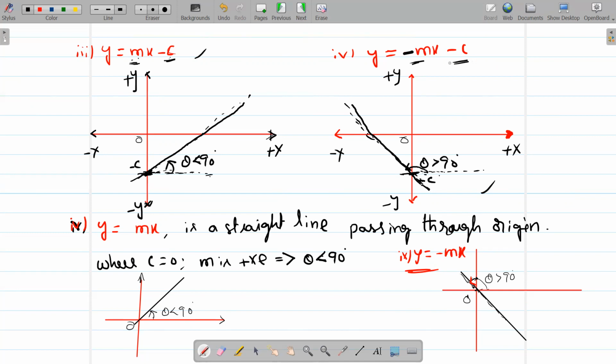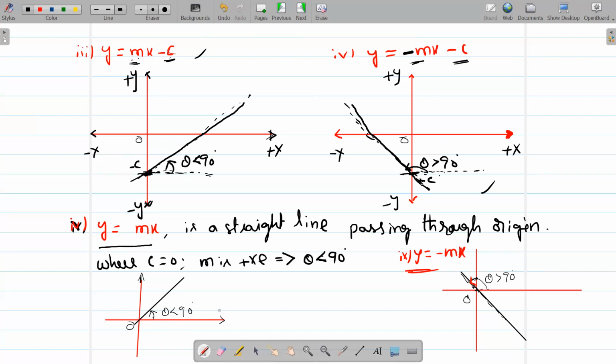Whereas if c is 0, the y-intercept is 0, there is no intercept, and the y and x variables vary according to the equation y equal to mx. In that case, y equal to mx is also a straight line equation where c is 0, that means the y-intercept is 0. In such a case, the graph looks like a line passing through the origin. Is it clear, everyone? Here c is 0 and m is positive. M is positive means the angle between the positive x-axis and the line should be less than 90.